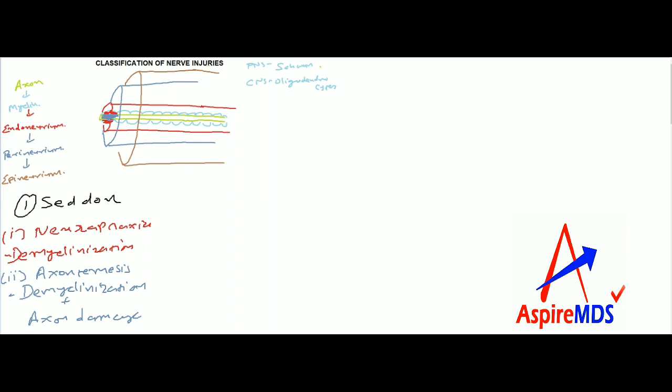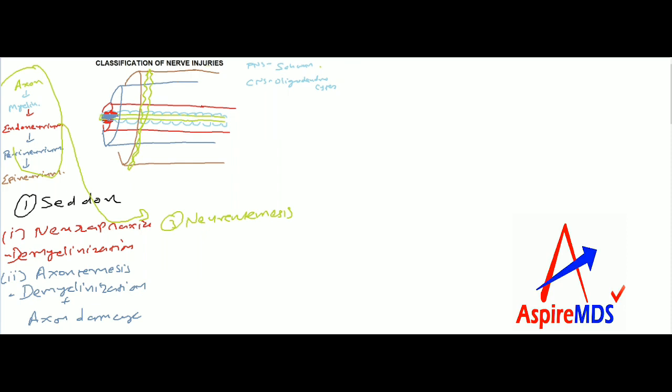The third stage of the Seddon classification is neurotmesis. In neurotmesis, there is complete separation of the nerve into two parts. It will damage the axon, myelin, endoneurium, perineurium and epineurium. All of them are damaged in case of neurotmesis. Okay, so this is one classification.